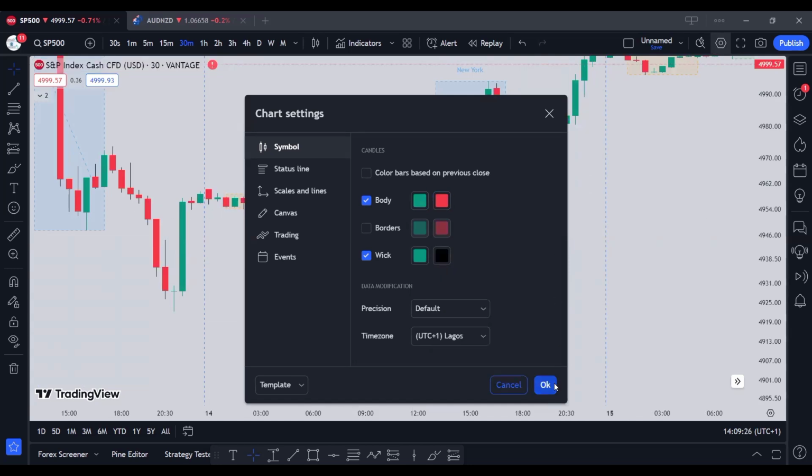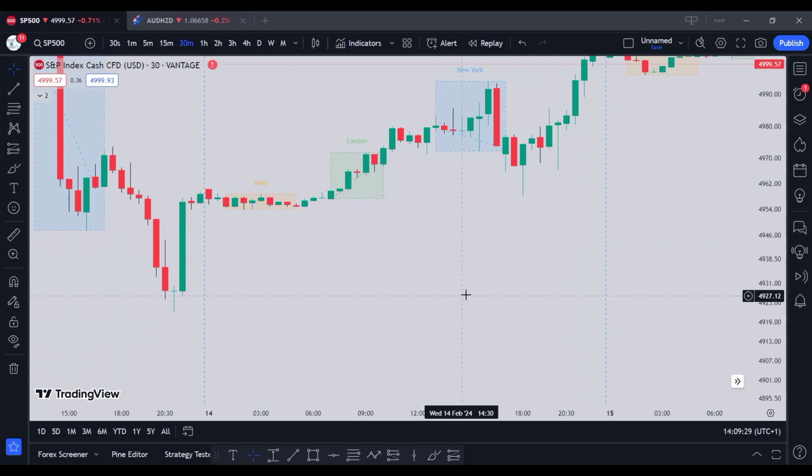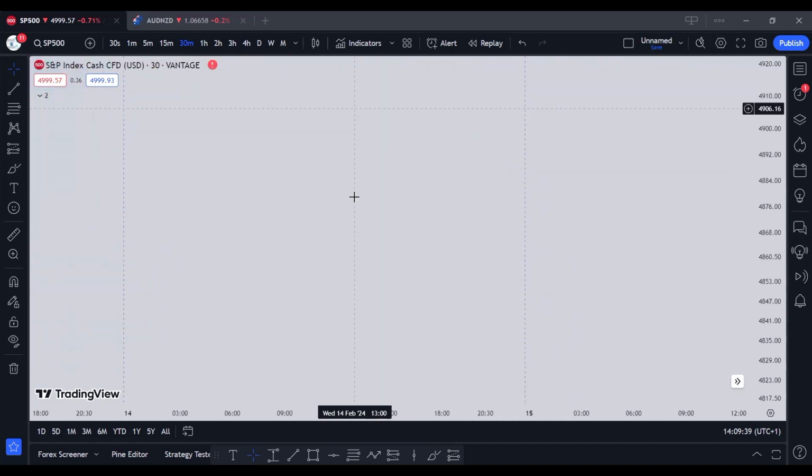All right. So I've set my candlestick to be what? Any candle that is going up should be green. Any candle that's going down should be red. I hope that is fine. So let's start. Let's start with bullish candle and bearish candle.